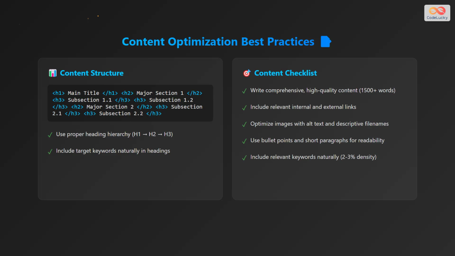Here is a checklist to follow for content. Make sure you write comprehensive, high-quality content with a minimum length of 1,500 words. Include relevant internal and external links to improve navigation and credibility. Optimize images with alt text and descriptive file names to improve accessibility and visibility. Use bullet points and short paragraphs to make the content easier to read. And include relevant keywords naturally, targeting a density of 2 to 3%.